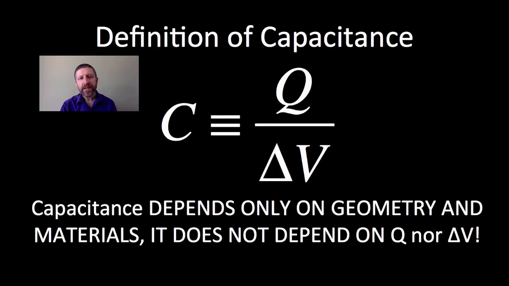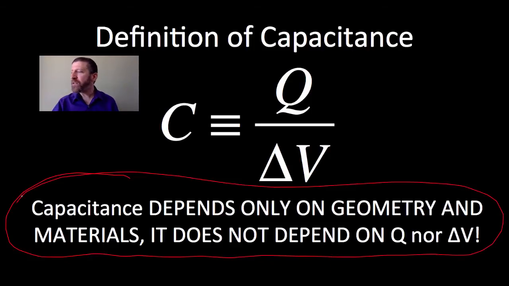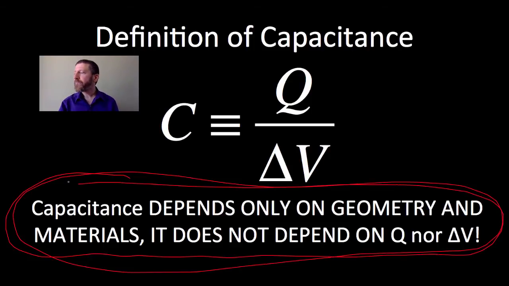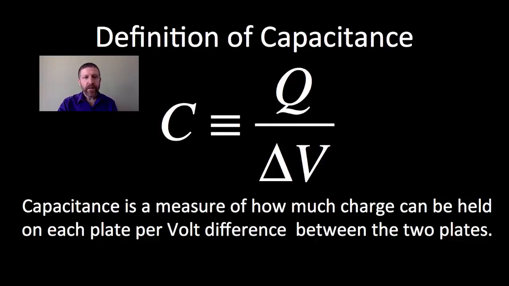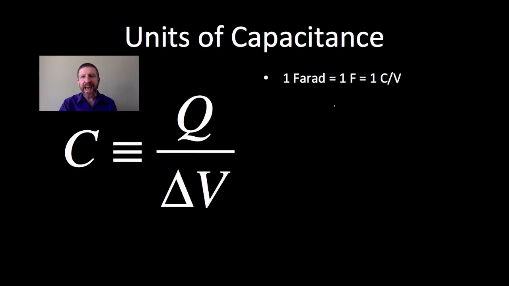So capacitance depends only on geometry and materials. This is so very important right here. It only depends on geometry and materials. It does not depend on Q nor delta V. Capacitance depends entirely on the size of the plates and what's in between the plates and what shape the plates are. So capacitance is a measure of how much charge can be held on each plate per volt between the two plates. 1 farad is defined as 1 coulomb per volt.